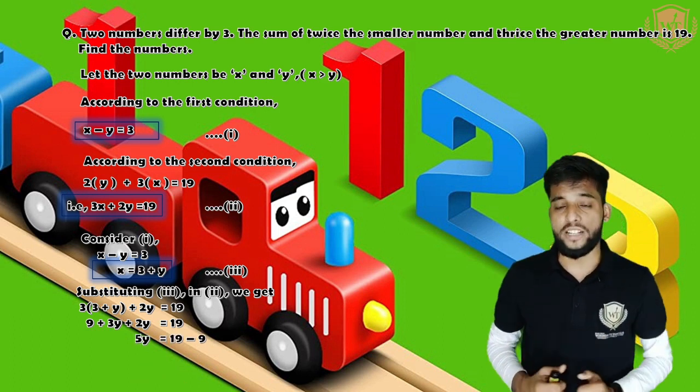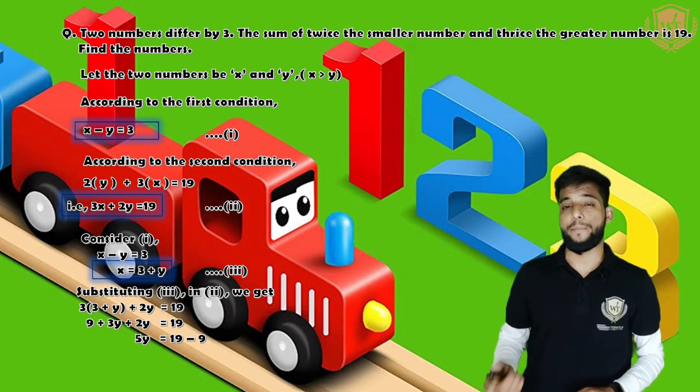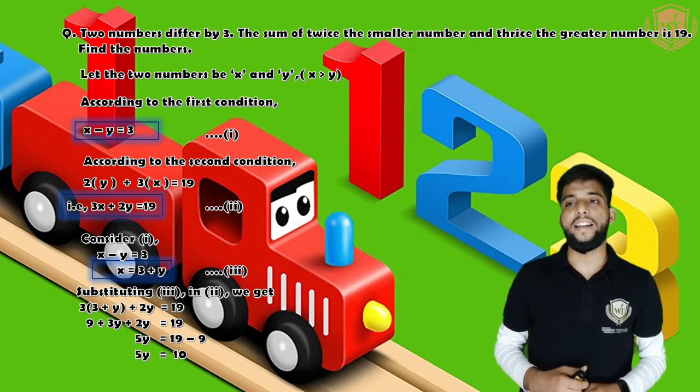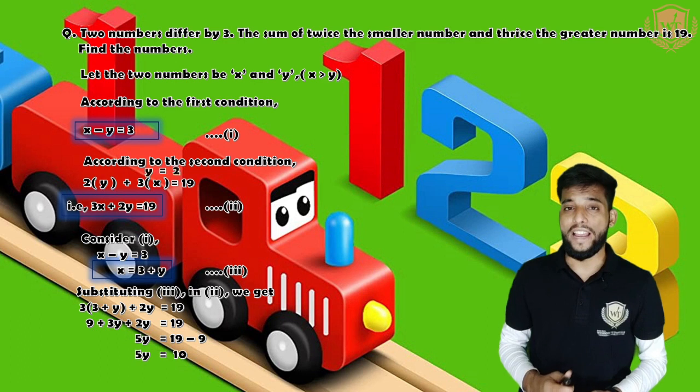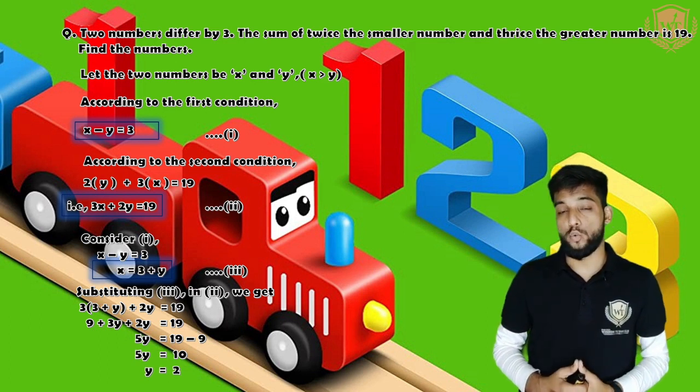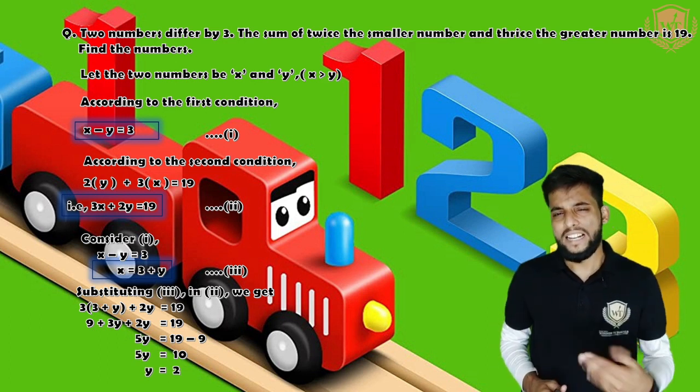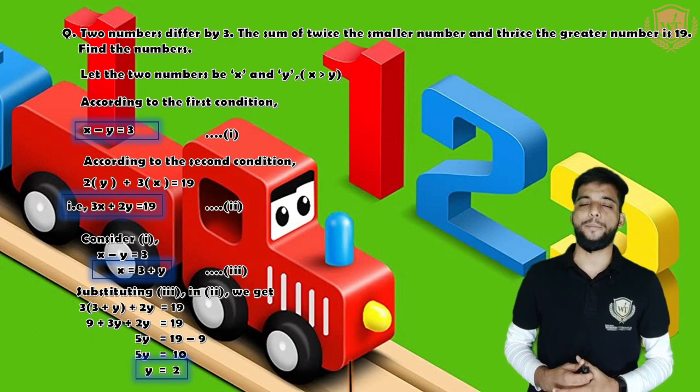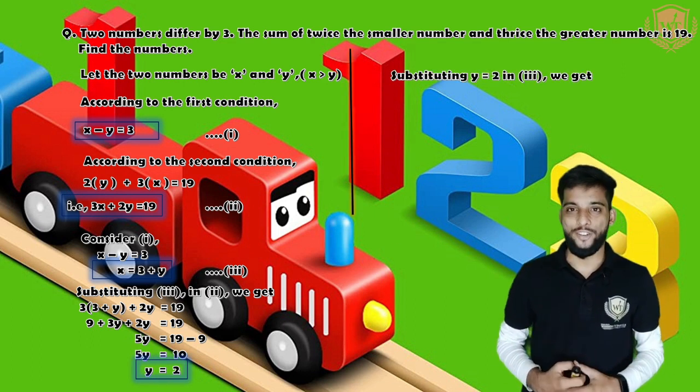9 we will transpose to the other side. We'll have 19 minus 9, so 5y equals 10. So the value of y we easily got: 2. So we have got one variable. Let us substitute this in equation number 3 and get the value of x.